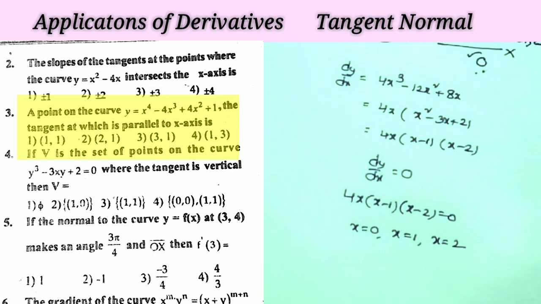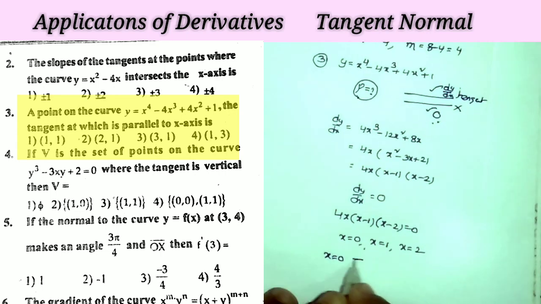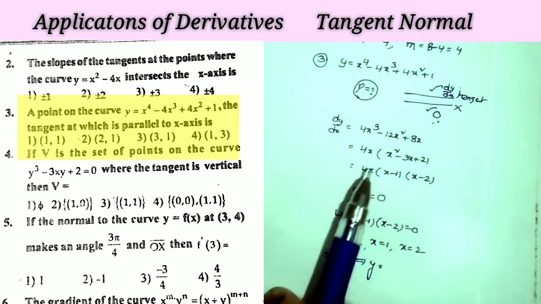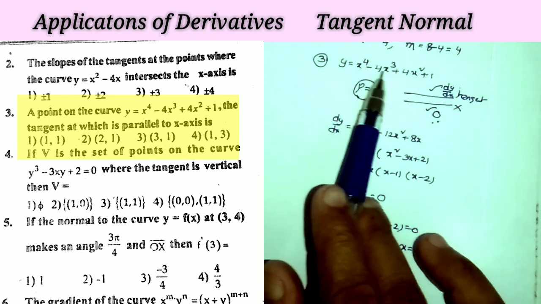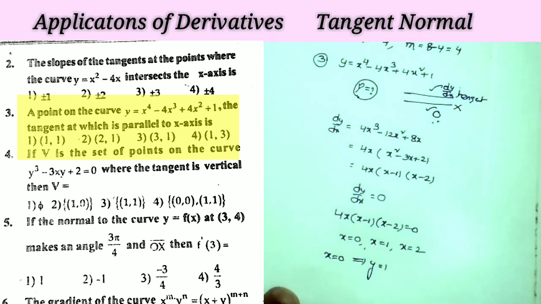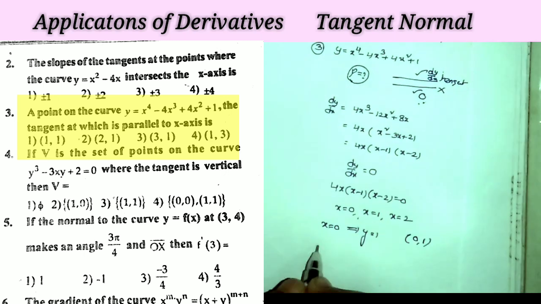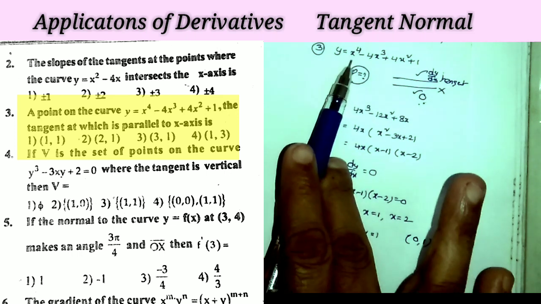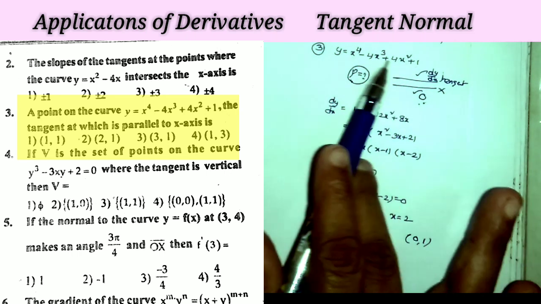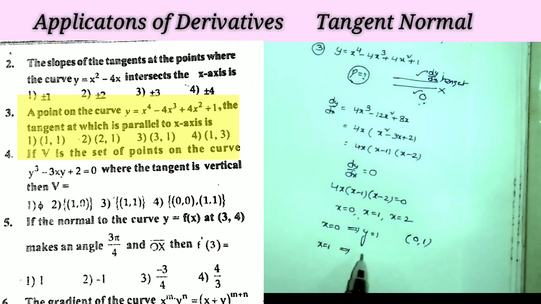Now we want the point value here. Point means replacing these values in the y function. x is equal to 0, then what is the y value? y is equal to 0 plus 0, 0 minus 0 plus 0 plus 1. That is y is equal to 1. So the first point is 0, 1. And second point, x is equal to 1. Replacing x is equal to 1 in the given curve: 1 minus 4 plus 4 plus 1. 4 and 4 get cancelled. 1 plus 1 is equal to 2. y is equal to 2. That is, the second point is 1, 2.